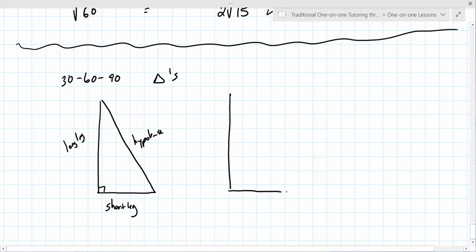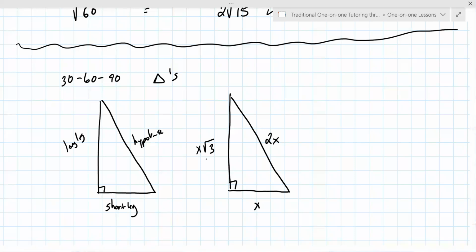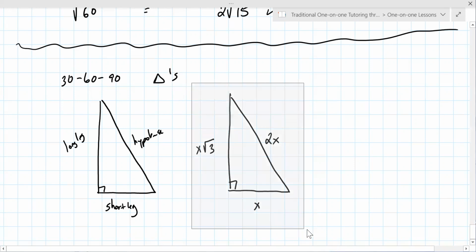So the reference triangle: the short leg is x, the hypotenuse is 2x, and the long leg is x square root 3. And I'm sure you've seen this before. Maybe it's been a while, but you can definitely do these types of problems with a little bit of review. So let me grab the reference triangle here and let's see if we can do an example.